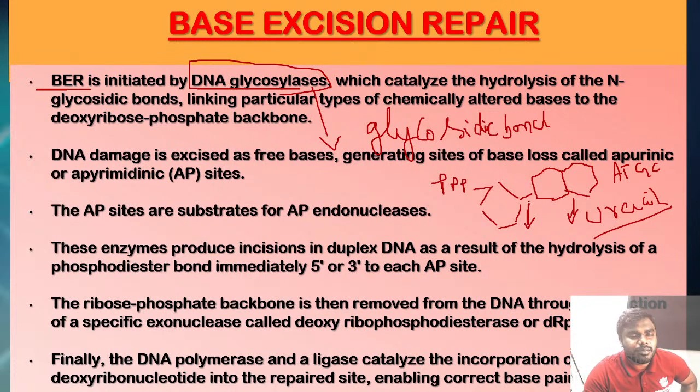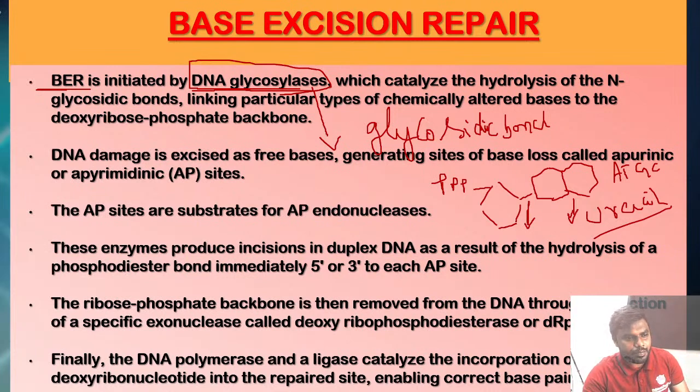Because the N-glycosidic bond is the one which connects the sugar with the bases, that's why I will use the word DNA glycosylases. Now, the statement I am telling you is a very important statement: DNA glycosylases are specific in nature. What do you mean by that? Depending on what kind of base is introduced, we will use a specific type of DNA glycosylase.